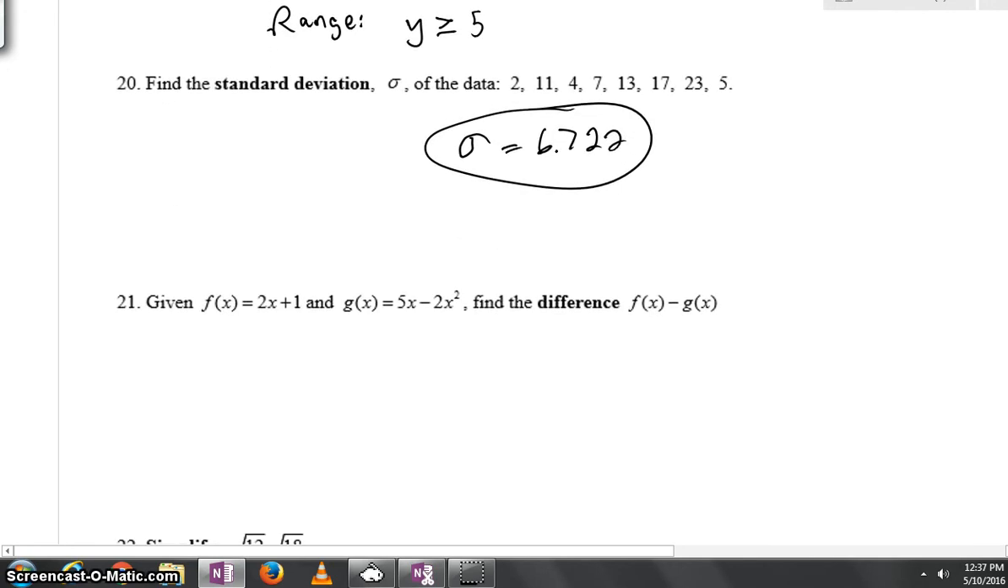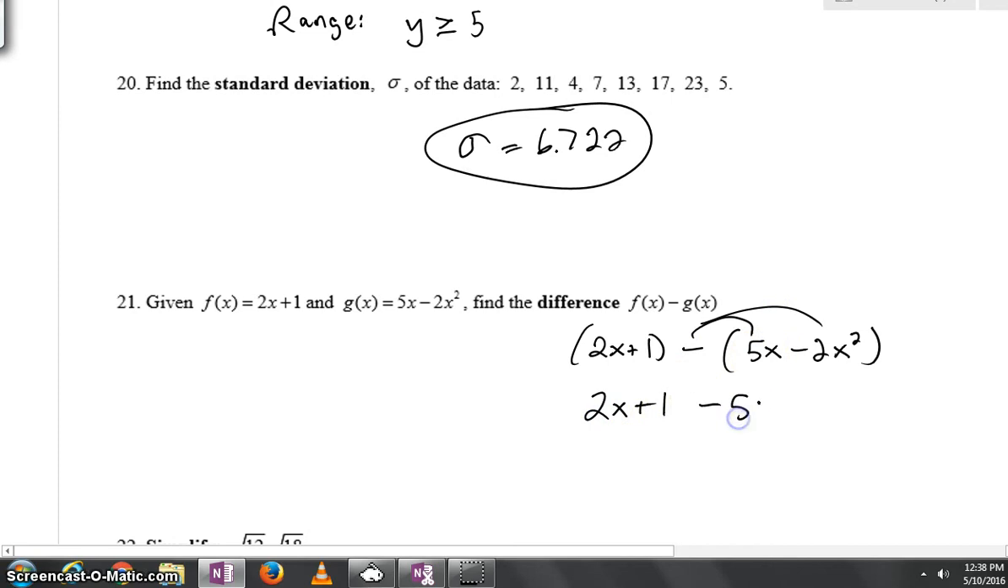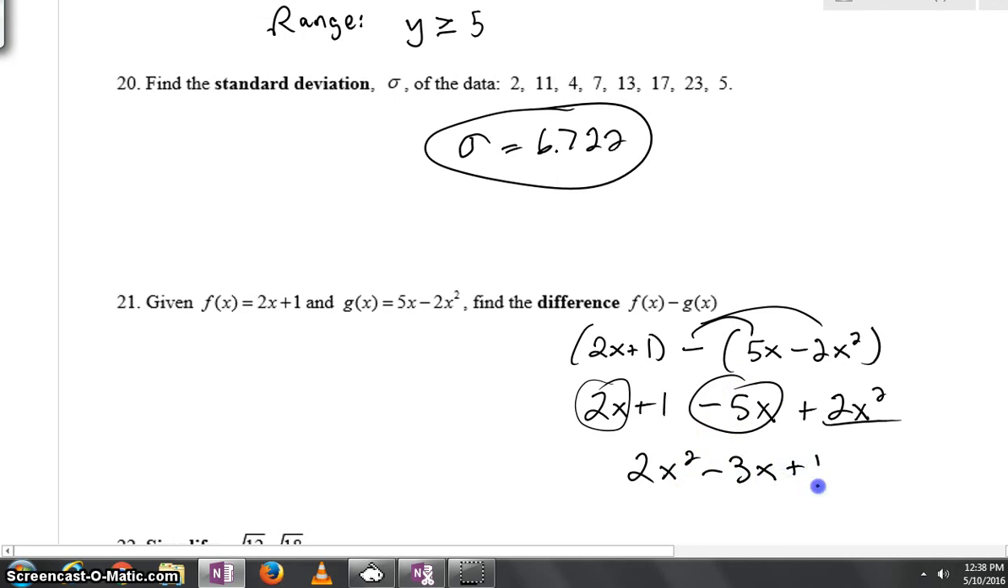For 21, we're asked to find the difference, a subtraction, if you would, of f and g. So what do we have for f? Well, we have 2x plus 1. I'll say minus. Well, here's 5x minus 2x squared. And I'm going to distribute that subtraction, distribute that negative. This becomes a minus 5x and a plus 2x squared. Let's combine our like terms. There's only one squared term. We have a 2x and a minus 5x. That adds up to a negative 3x. Then we have a plus 1. And then we're done.